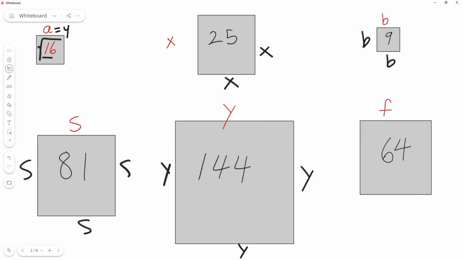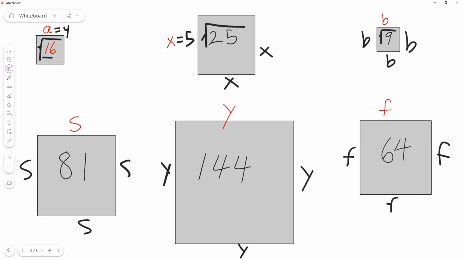So this is B, this is B, this is B, this is F, this is F, and this is F, okay? Just so you know that. So in this case, A is 4. Now this one, we're just going to take the square root of the area, so that means X is 5. Okay, that's all we're doing. Taking the square root of whatever the area is. If it's a square, that's how you find the side.